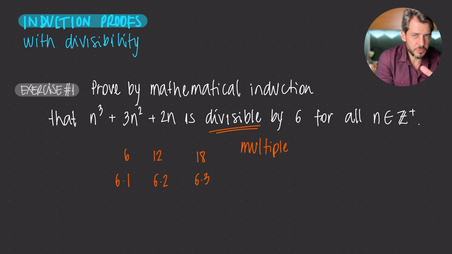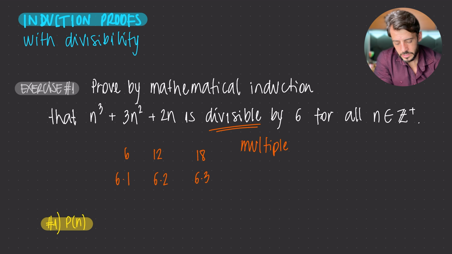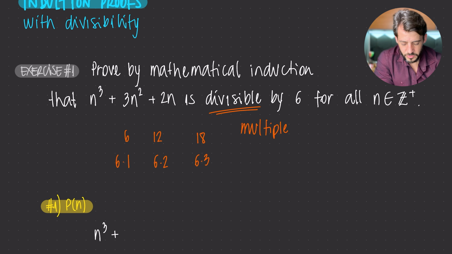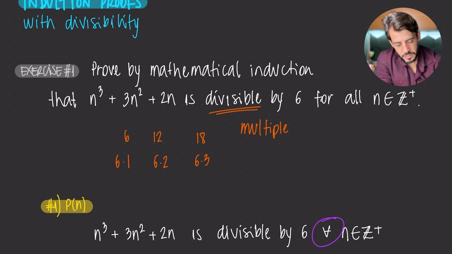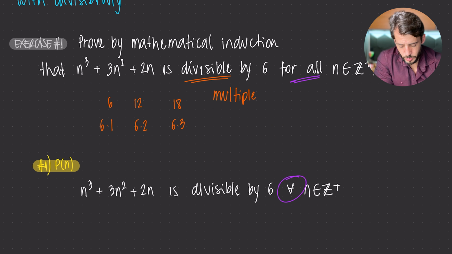But let's start with the first step, which is to write the propositional function P of n. Now, what is our P of n? We're trying to prove that n cubed plus 3n squared plus 2n is divisible by 6 for all positive integers. This symbol right here means the same thing as "for all". So this is what we're trying to show.